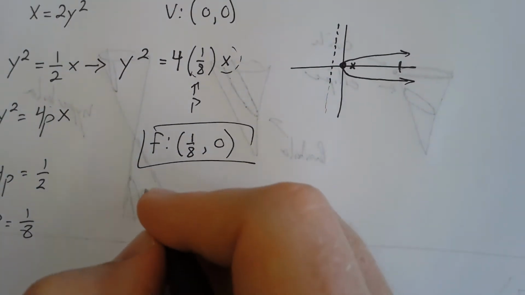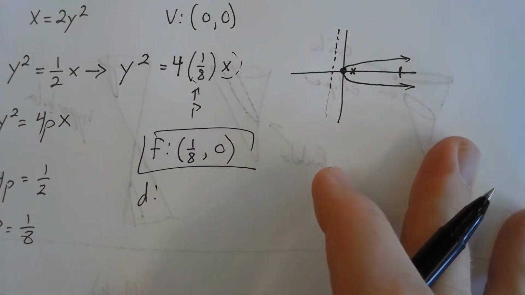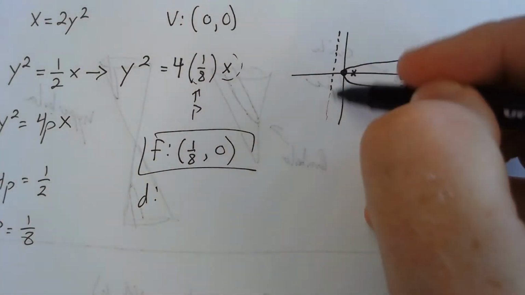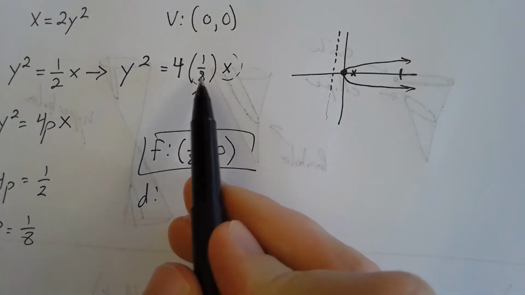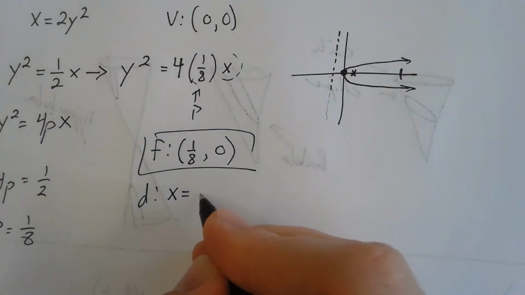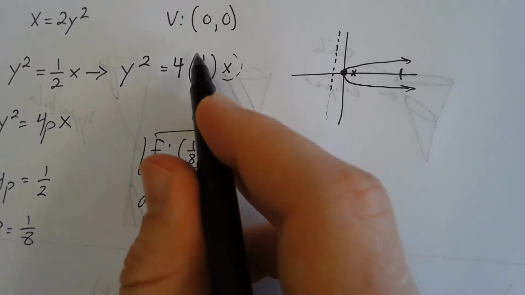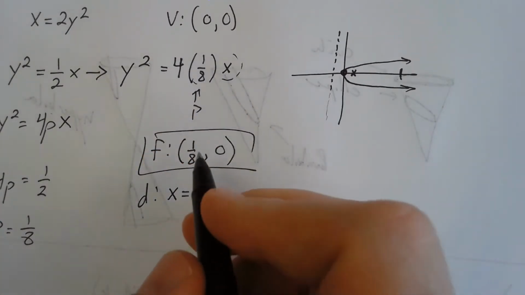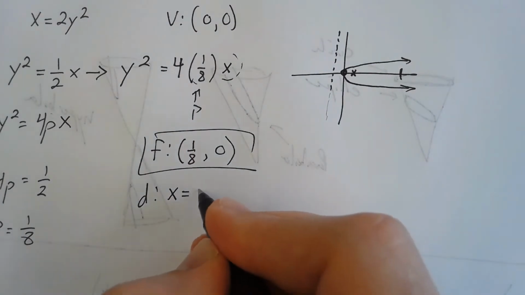The directrix is an equation of a line. That line has to be, in this case, x equals, because the p value sits with the x. So x should be equal to the vertex value 0 minus the p value of 1/8. So it's 0 minus that value, which is negative 1/8.